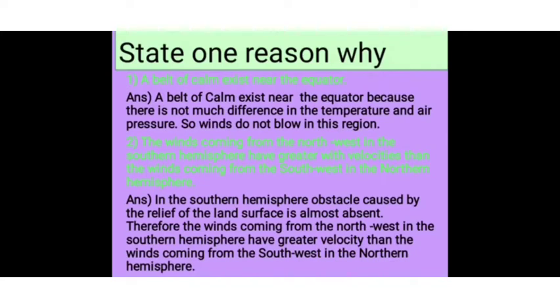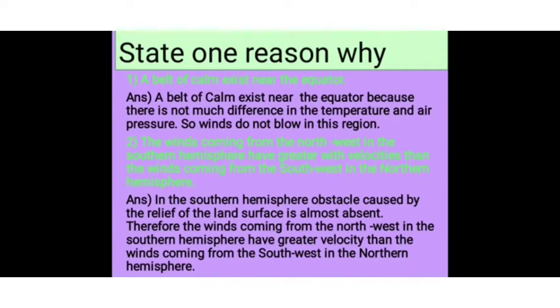State one reason why. Number 1. A belt of calm exists near the equator. Answer: a belt of calm exists near the equator because there is not much difference in the temperature and air pressure. So, winds do not blow in this region.